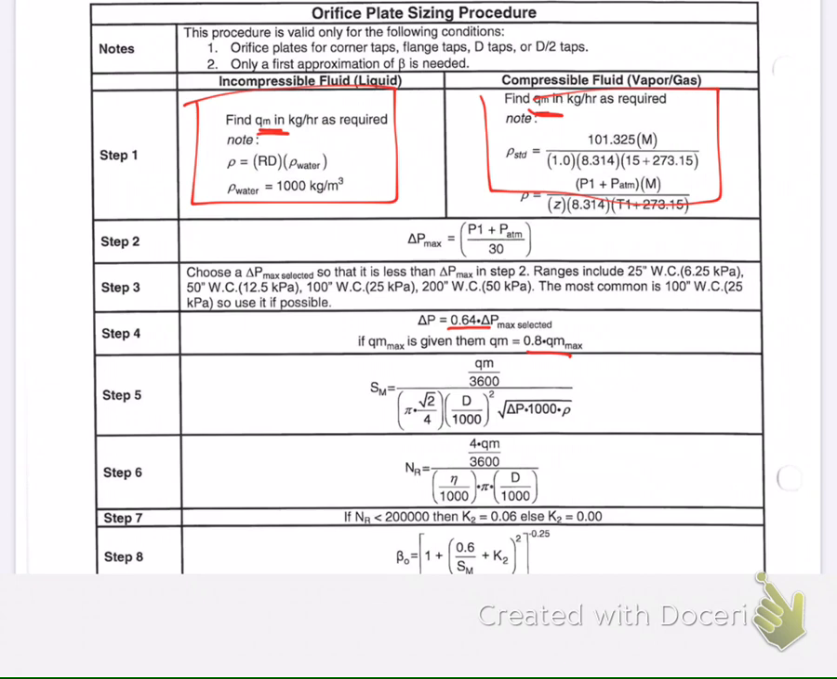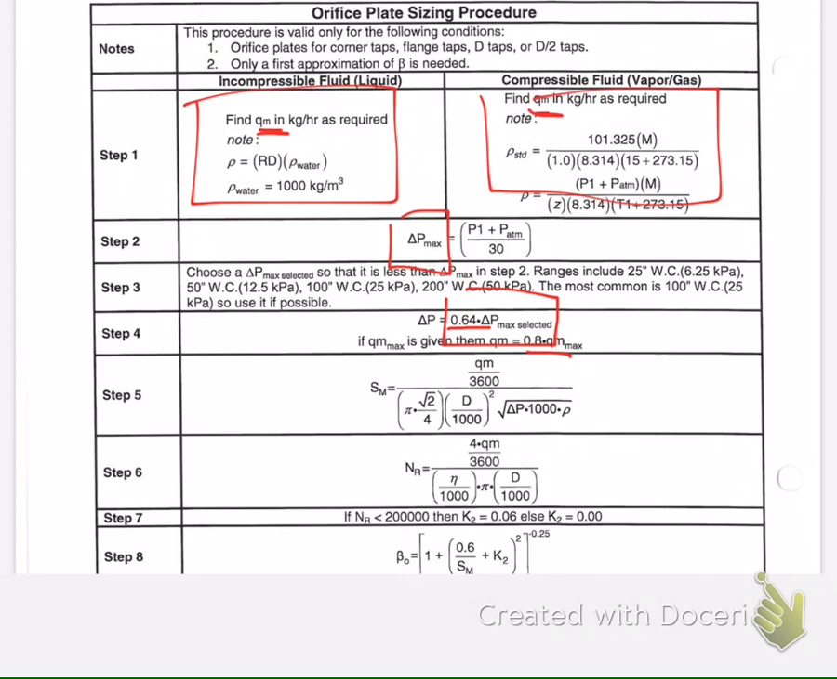Figure out our maximum differential pressure that we can have. And when we figure out the maximum differential pressure, we can then apply this calculation here, because this is going to tell us what our maximum pressure needs to be.